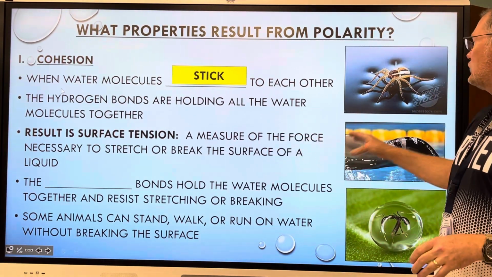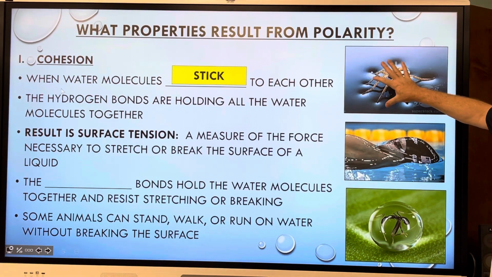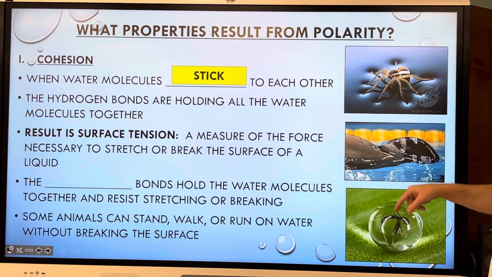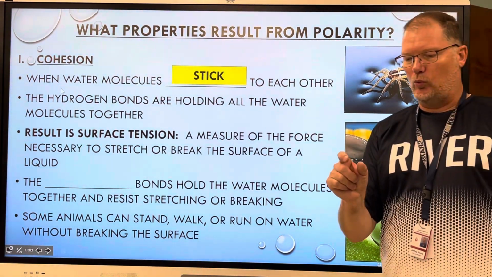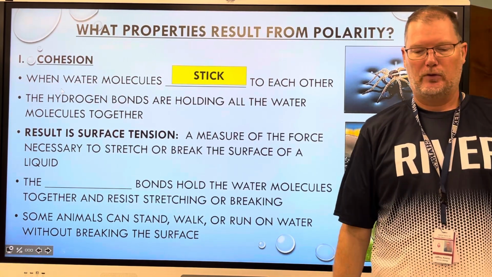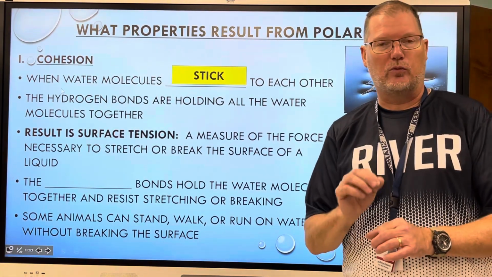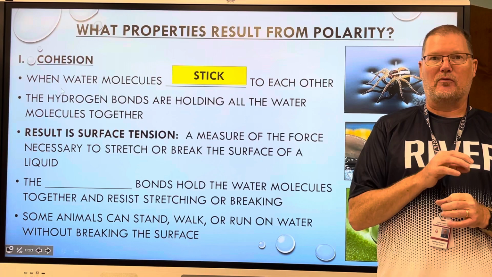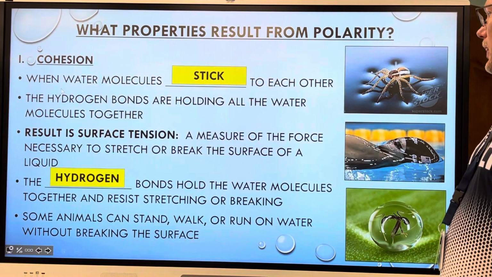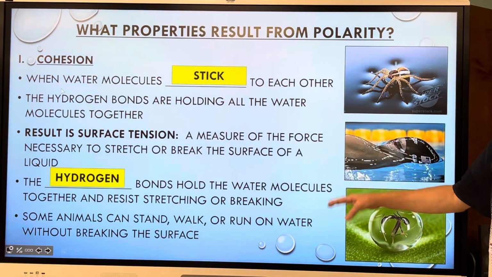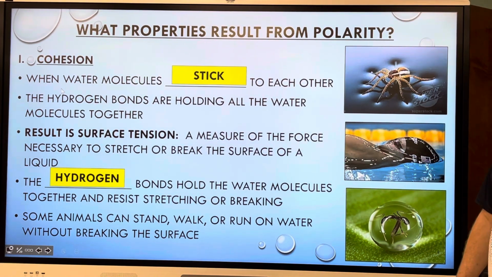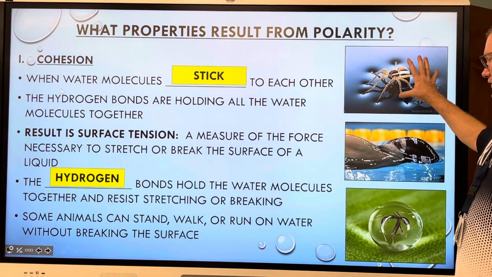The result is that surface tension that allows a spider to walk on water, or an ant to be caught in a drop of water, or this to happen. You can actually take a tiny paper clip, the regular size paper clips, not the big ones, and you can float that on the surface of water. Or have you ever done the putting so many drops of water, you must have done this in physical science, on top of a penny to see how many you can bubble up on that penny before it spills over? All right, so the hydrogen bonds hold the water molecules together and resist stretching or breaking. And some animals can, like I said, stand, walk, or even run.